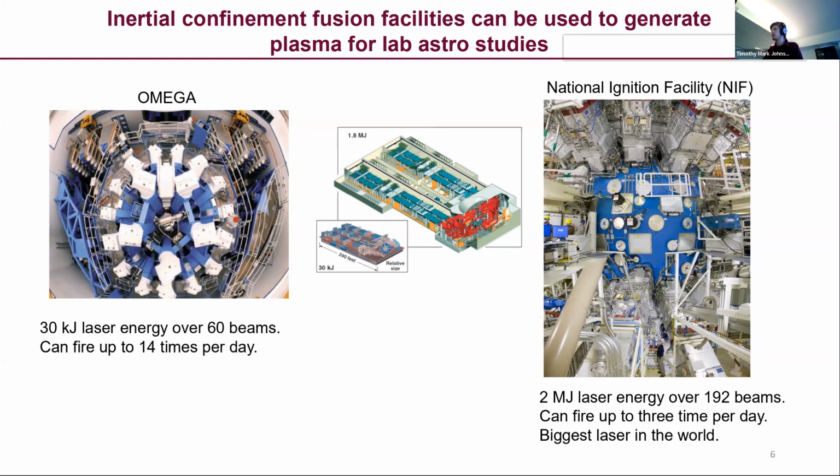On the right-hand side, we have the National Ignition Facility. This is currently the world's largest laser. It has up to 2 megajoules of laser energy over 192 laser beams. And this one can fire at most 3 times per day. So just because you're going to get much more statistics by using Omega for your experiments, in general, it's better to go for Omega first. But a lot of times your experiments will need to have just the huge energy scale to really get after the physics you're interested in. So that's why the NIF will be used.